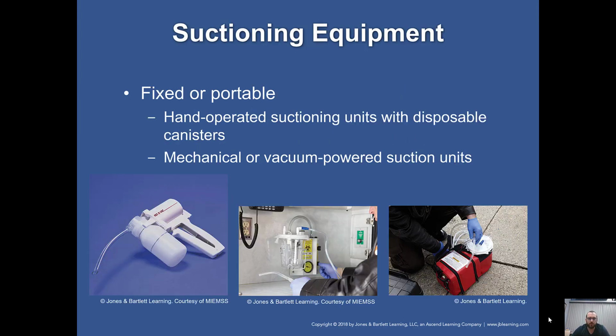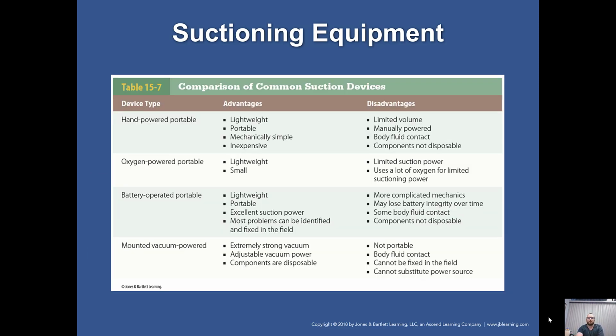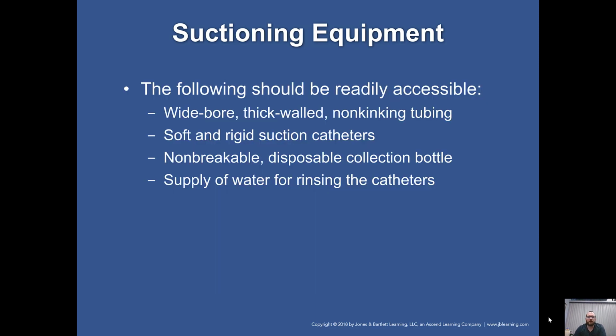Suctioning. A lot of different types of suction units out there. The biggest one is not putting the suction catheter further than you can see. If you go past the base of the tongue, where you can't see it anymore, and you hit the base of the tongue or anything, you're likely going to stimulate gag reflex, vomiting, aspiration. Really bad. So we're going to suction only as far as we can see. And you can read again some of the different types of suction units and issues between them.